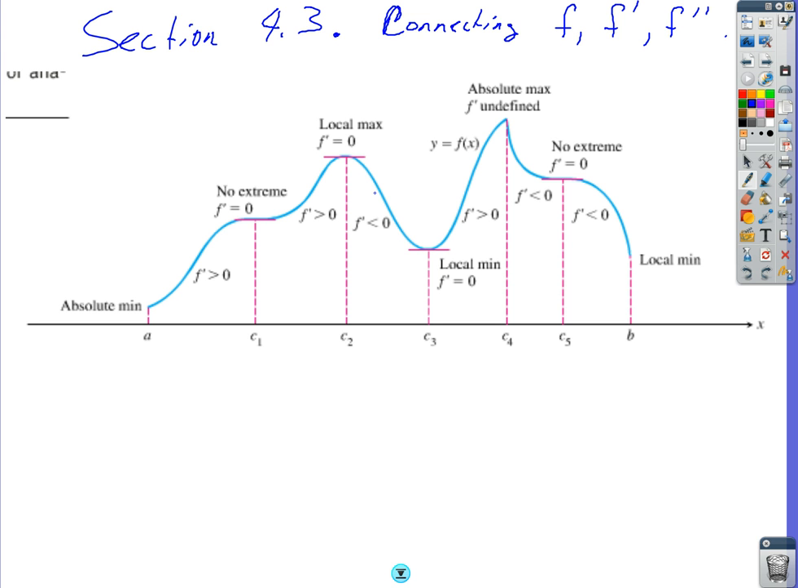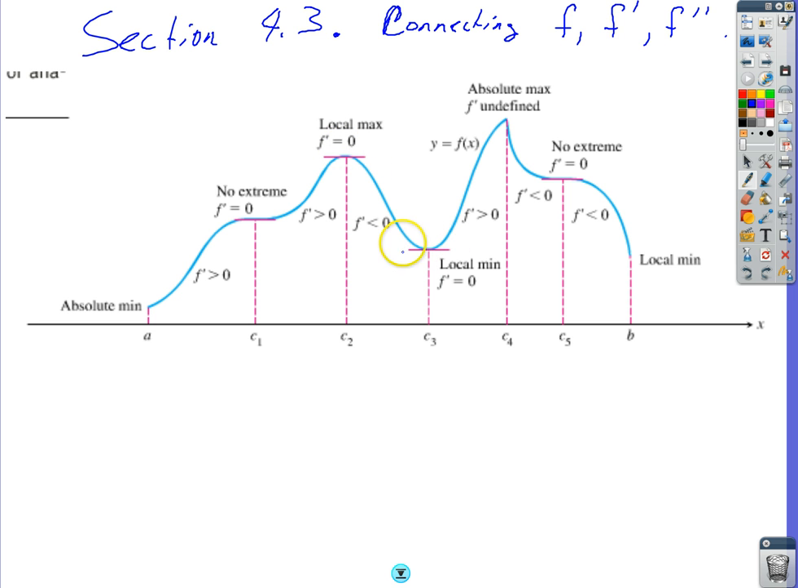And one of the things I notice here is if I look at where all my maxes and minimums are at, look at this. Here's a local max right here. And notice what happens to f prime. f prime switches from being positive to negative. f prime switching from positive to negative means that f has a local max, because f switches from increasing to decreasing.